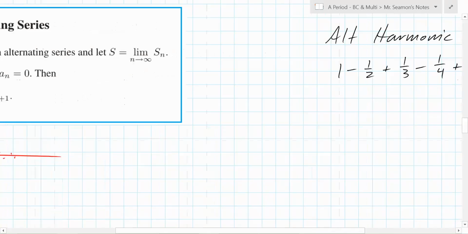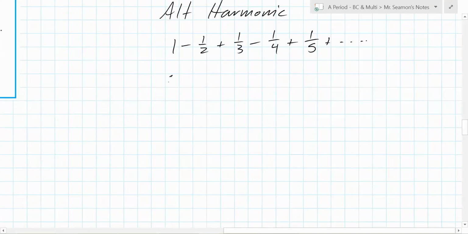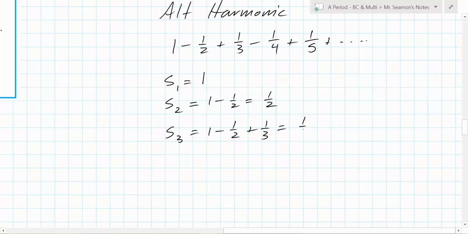Well, let's do the sums of these. What's S1? What's just the first term? 1. What's S2, the sum of the first two terms? 1 minus 1/2, which is 1/2. What's the sum of the first three terms? That's 1 minus 1/2 plus 1/3, right? So that's going to be 1/2 plus 1/3. What is that? 5/6.